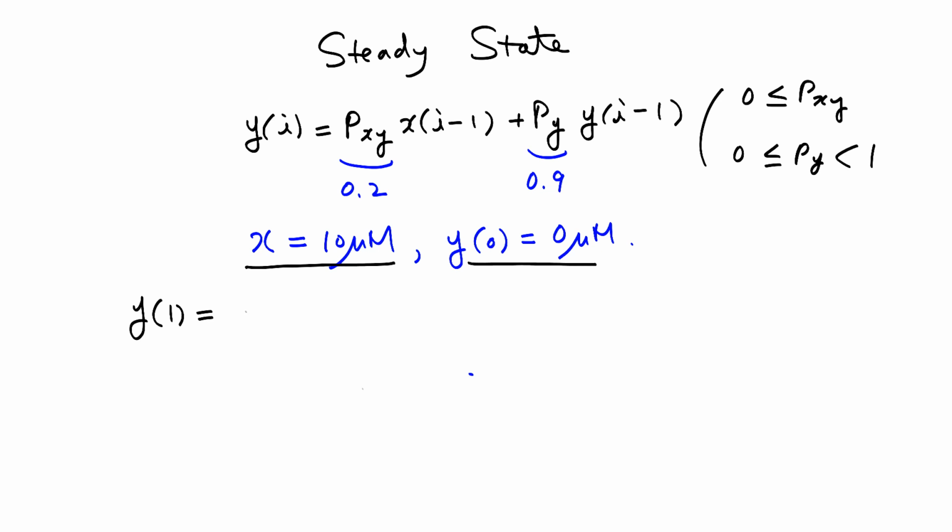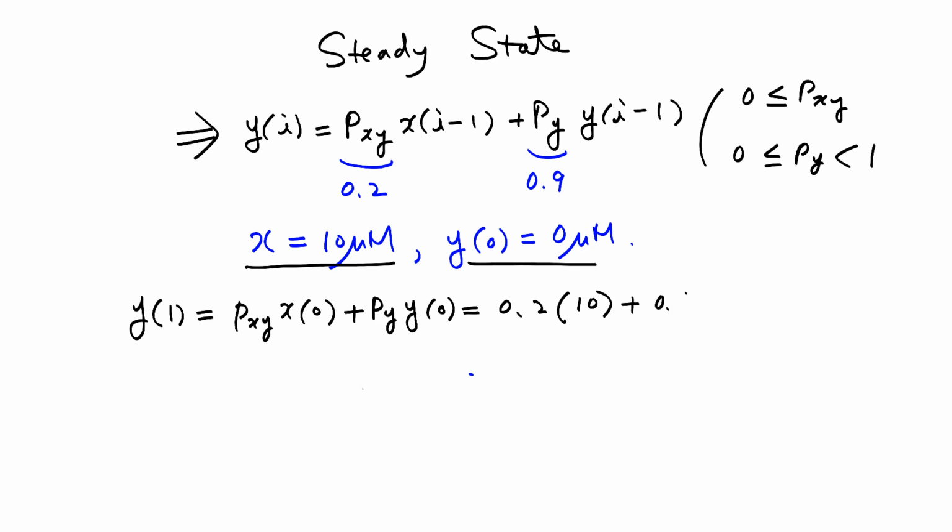Y of 1 is P sub XY times X of 0 from this equation plus P sub Y times Y of 0, which is 0.2 times X of 0, which is 10, plus 0.9, which is P sub Y, times 0. And we get 2 micromolar.